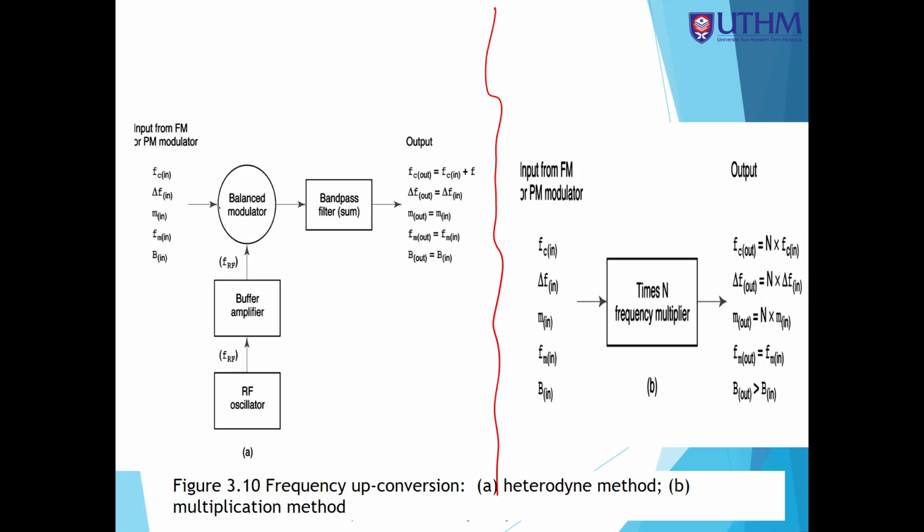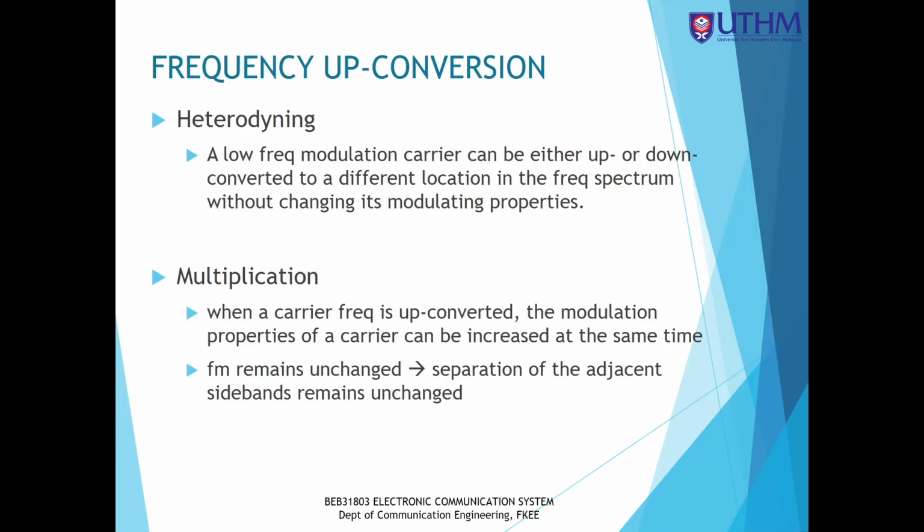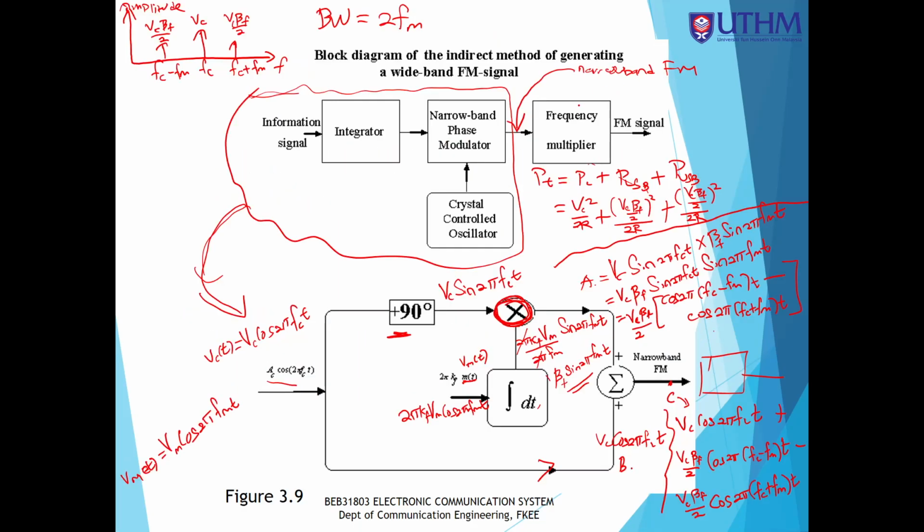Assuming that here is the input, you see that these are the modulation parameters. We have the input carrier, delta F input, modulation index. M here is the modulation index, Fm is the modulating frequency, B here is the bandwidth. So what happens if we put an additional balance modulator? If we want to do this process, that means we change this frequency multiplier into the heterodyning process.